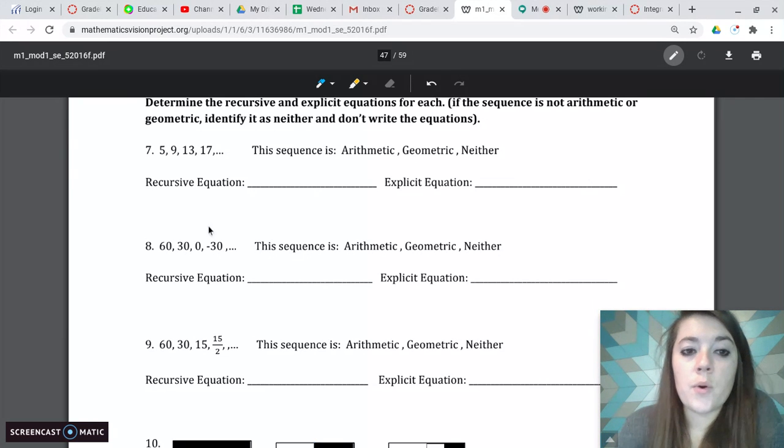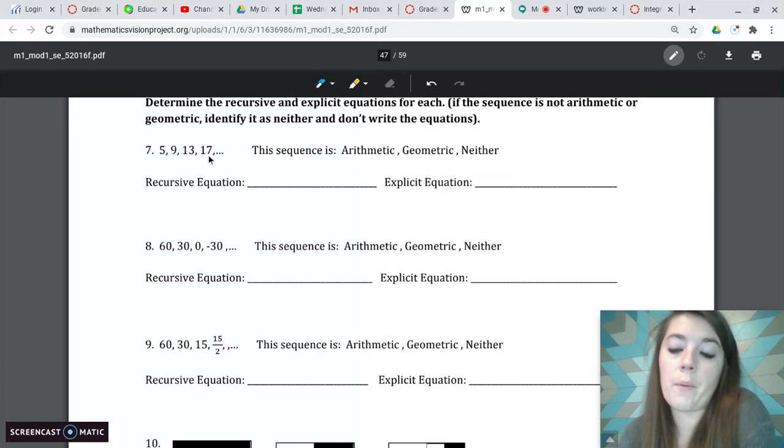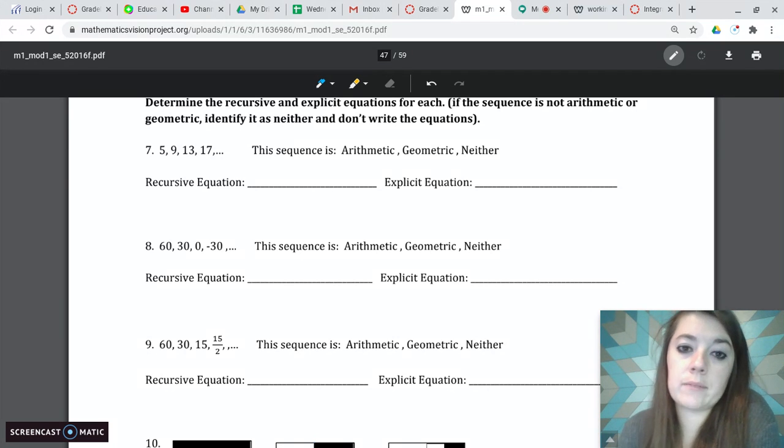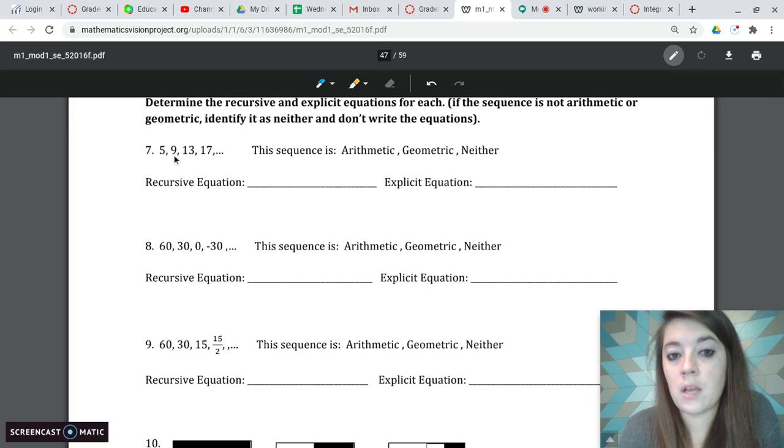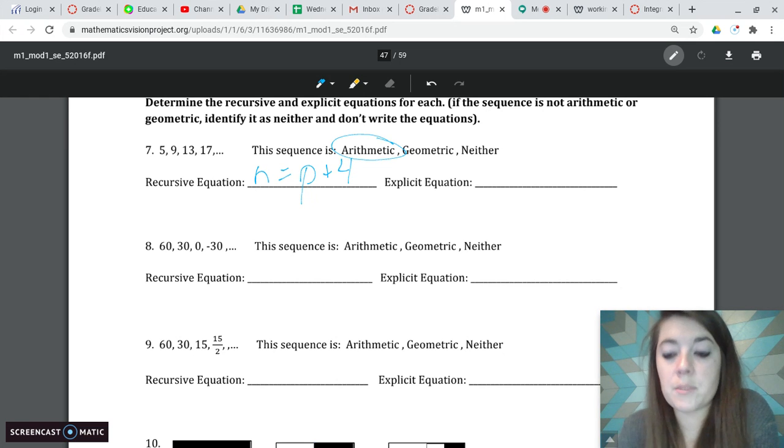So we're going to do this first one here together. So we have 5, 9, 13, 17. So are we multiplying or adding or subtracting or neither? We're adding. What are we adding? How do we get from 5 to 9? We add 4. So our recursive equation is now equals previous plus 4. This is an arithmetic function because we're adding.